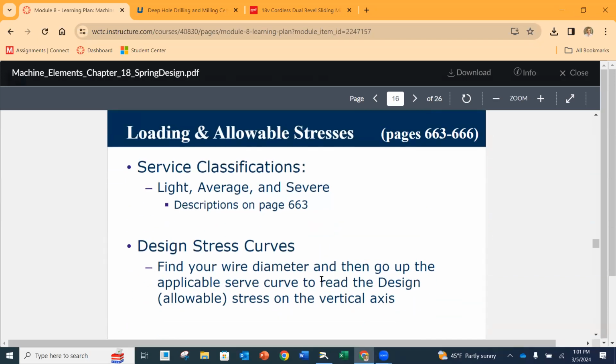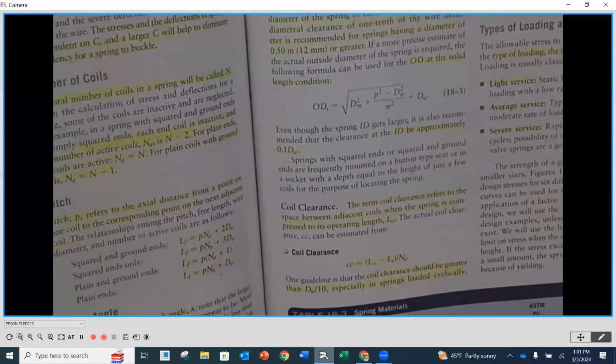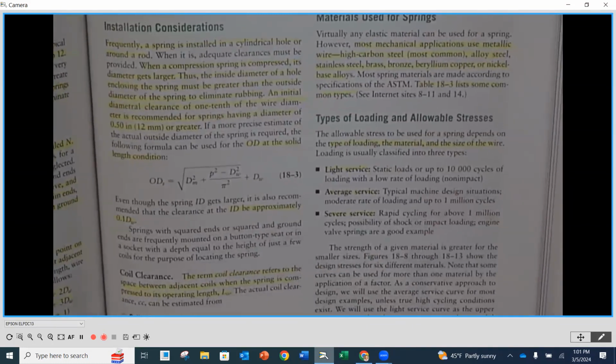Now, loading and allowable stresses. So once we start putting loads on this and we start cycling them, there are going to be stresses that these springs are going to experience. And so we want to be aware of those and know how to calculate them and then see if they're okay, if they're applicable. So there are different service classifications: light, average, and severe. And if we look on page 663, there is a description of each type of application. So you would want to determine where your application would actually fit in.